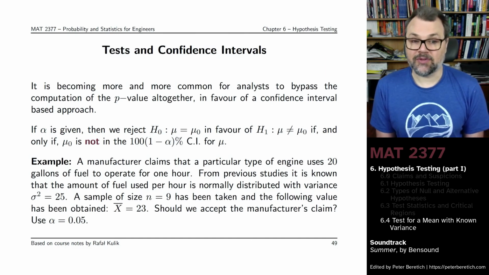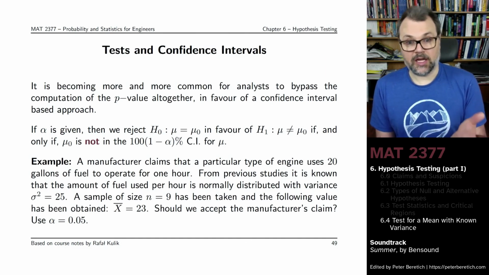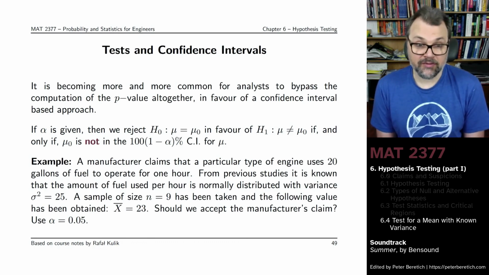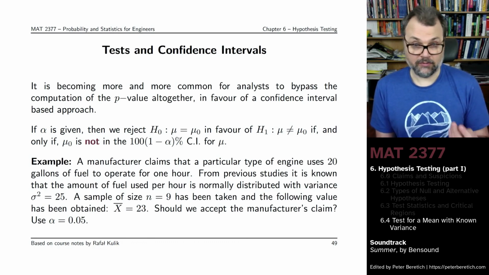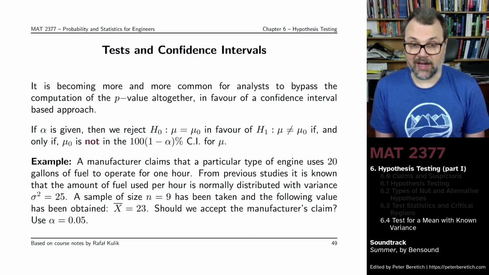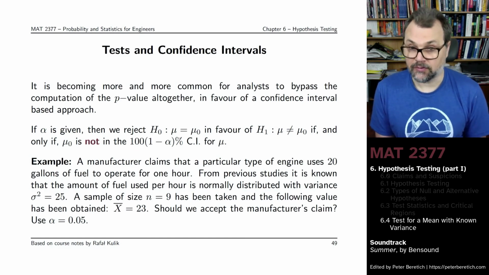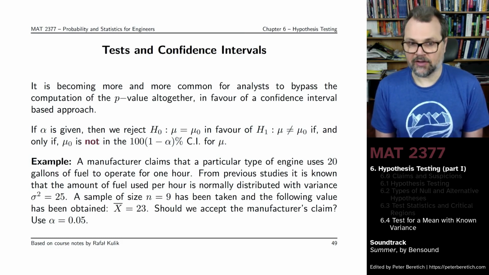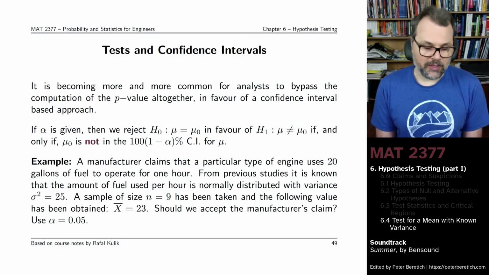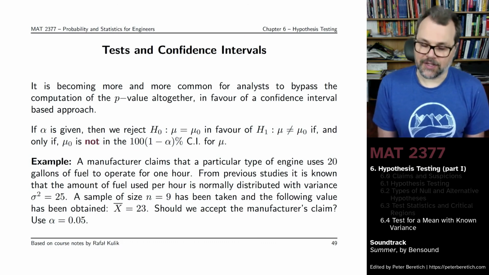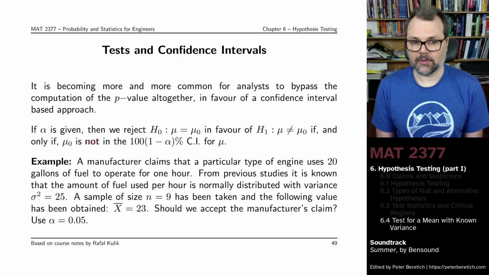If the significance level is given, then you reject the null hypothesis in favor of the alternative hypothesis, in this case a two-sided alternative hypothesis, if and only if the candidate value for the population mean is not in the 100 times 1 minus alpha % confidence interval for mu. And you see here there's no need to compute a p-value. You just verify if the confidence interval for the population mean given the data that you have observed contains your candidate value or if it does not contain it.